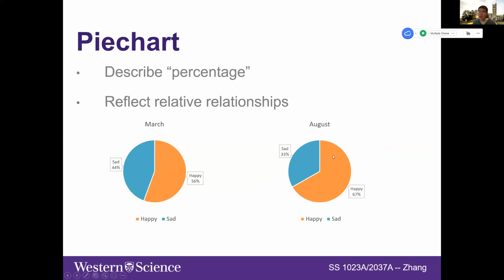So I've quickly gone over the different types of graphs used for discrete variables. Any questions so far?